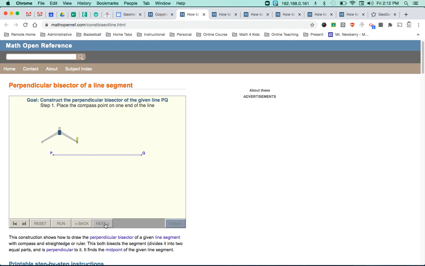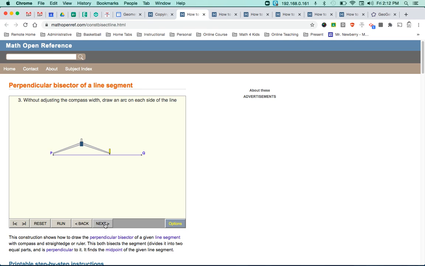So we got a segment. There we go. Well, you're going to take the compass, all right? Now it says adjust the compass to just over half the length. I'm going to recommend when we do GeoGebra that you go from one endpoint to the other, all right? But you'll get the same solution here, okay?